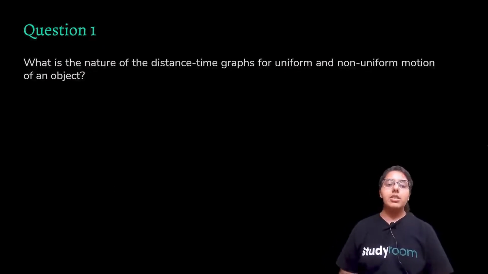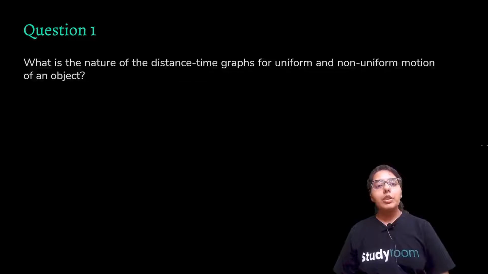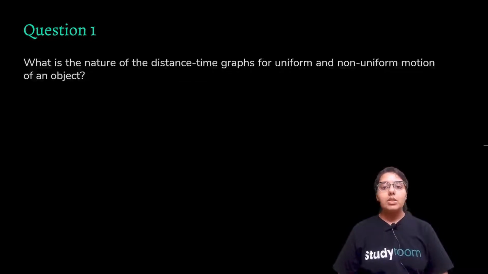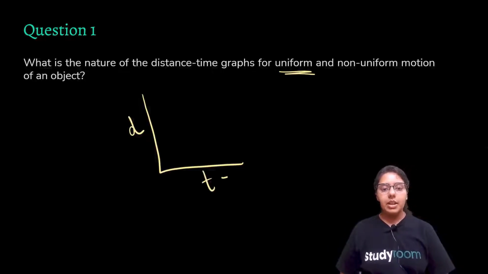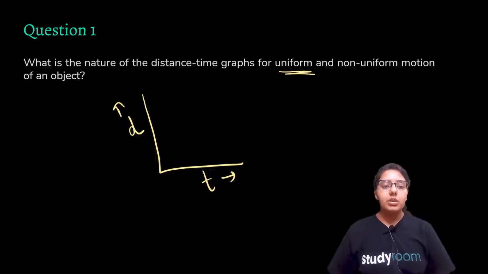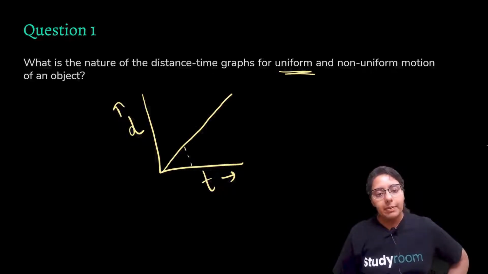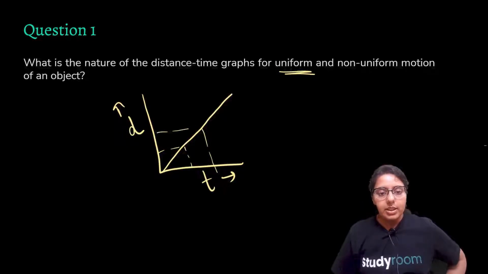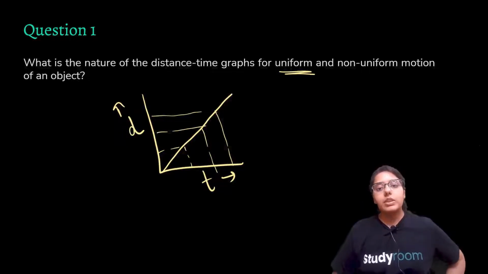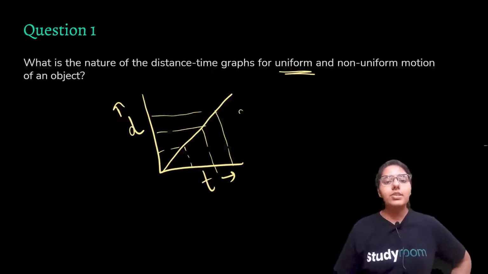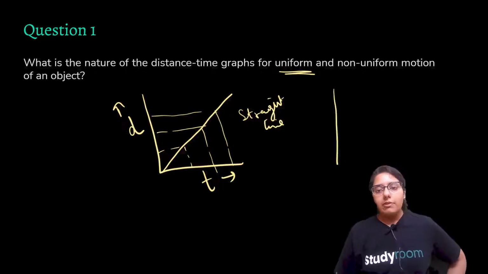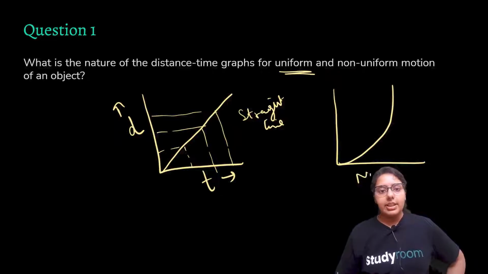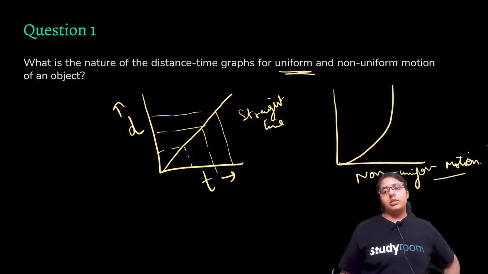Moving further, let's do some questions. What is the nature of distance time graphs for uniform and non-uniform motion of an object? If we are talking about uniform motion, equal distances are covered in equal intervals of time. You can even take some values and plot it. You will get a straight line graph. So this is your uniform motion graph. And for non-uniform, unequal amounts are covered in equal intervals of time, right?